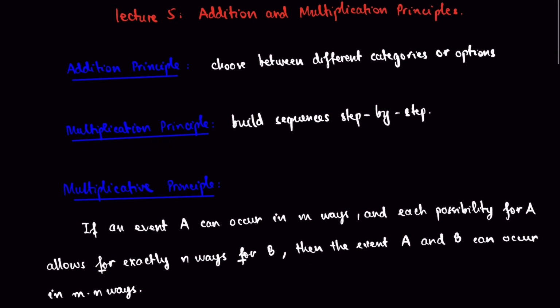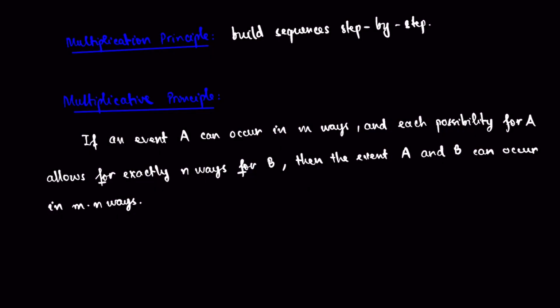Now, the definition of multiplication principle is that if an event A can occur in m ways, and each possibility for A allows for exactly n ways for B, then the event A and B can occur in m times n ways. So that's the definition of multiplication principle, but let me give you a quick example to illustrate the point.